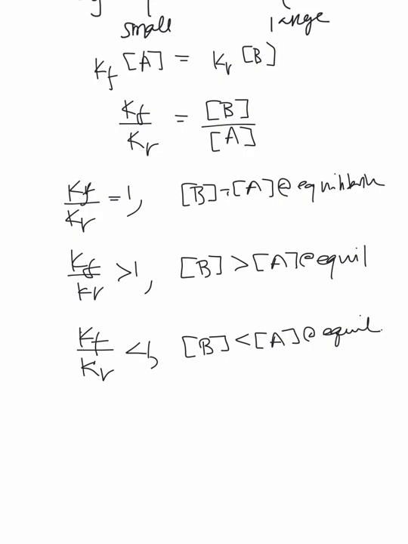And in this case, when B is equal to A at equilibrium, neither of our products or reactants are favored. But if we find ourselves in a situation where Kf over Kr is greater than 1 or B is greater than A, this means our products are favored at equilibrium. So we're going to have more products at equilibrium. If we have the opposite case, this means our reactants are favored at equilibrium.